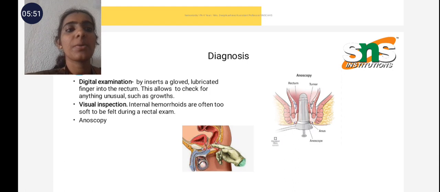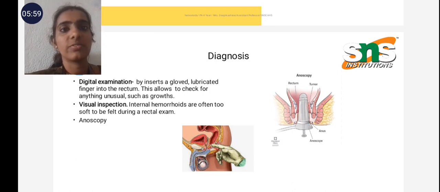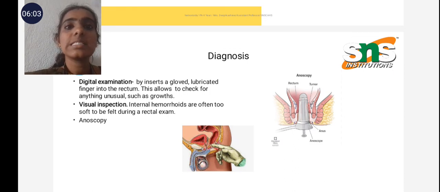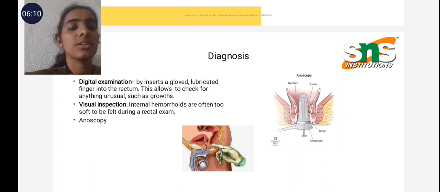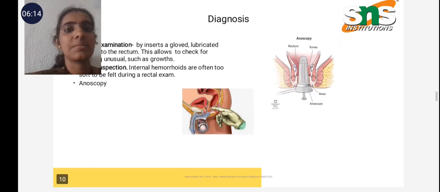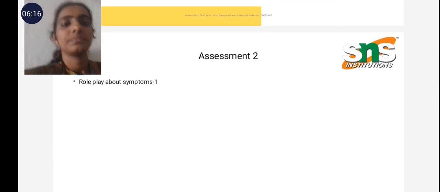The diagnosis of hemorrhoids has three types. First, history collection. Another one is visual inspection. If it is an external hemorrhoid, we can visually see the hemorrhoids. Digital examination means inserting a gloved lubricated finger into the rectum. This allows checking for anything unusual, such as growths. So this is the digital examination, and then anoscopy.